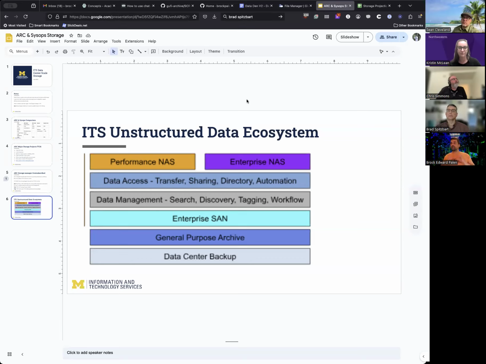If you were a data archivist, like a librarian or a data scientist or something, you might have different ways you look at this. But too many times people just look at the NAS and the archive and your backup. And if you're an enterprise person, a SAN. And they completely ignore how you access, transfer, share, and automate data.